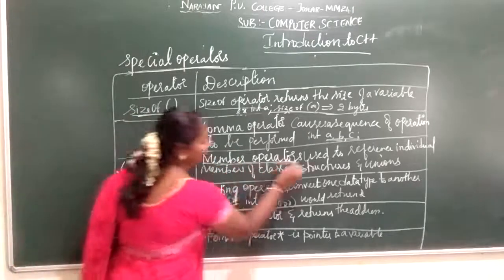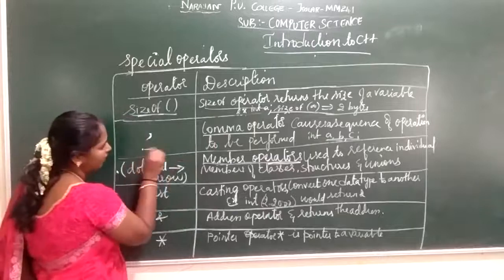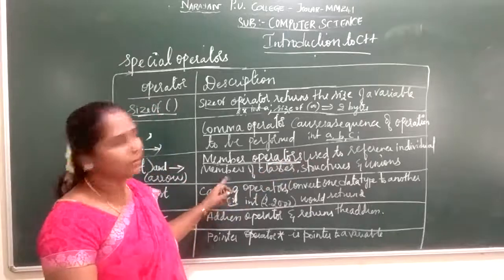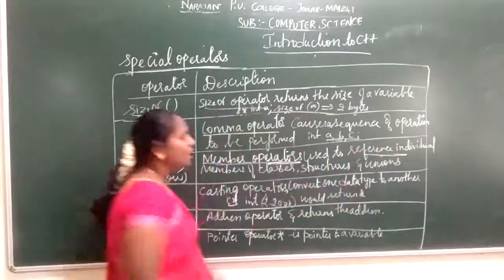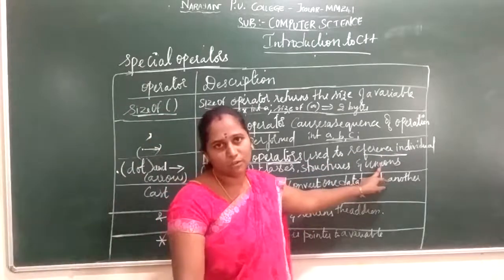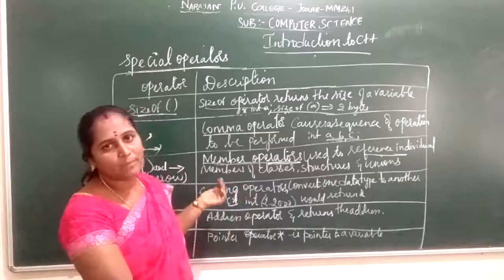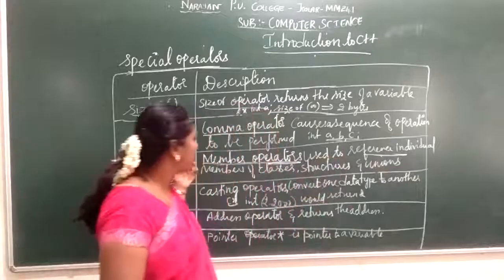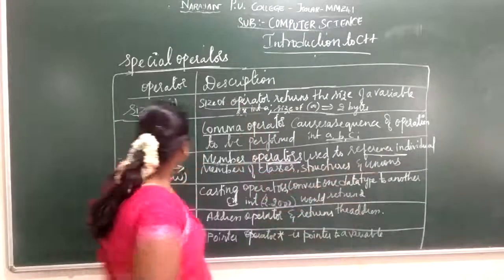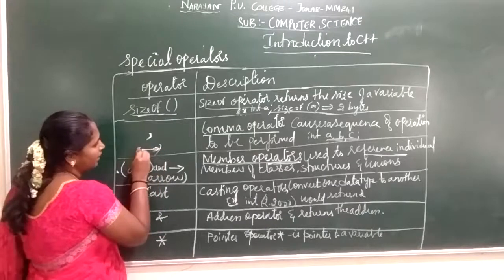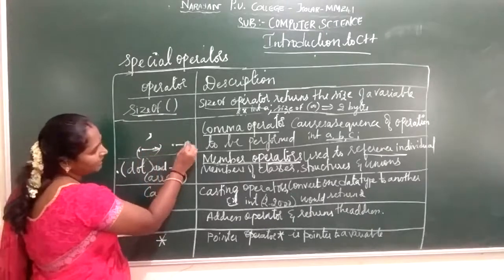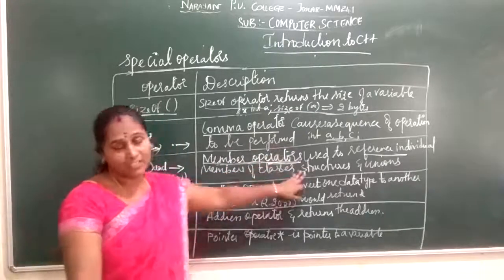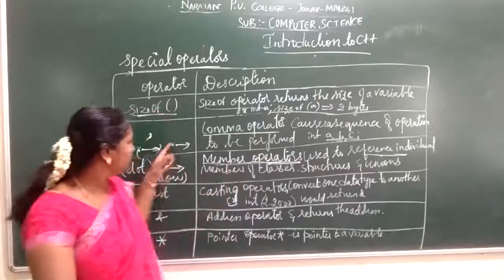Next you have the member operator. What is this member operator? It is the dot and the arrow. It is used to reference an individual member. This can be in classes, structures and unions. In the coming chapters, or in your second year, you are going to study what classes, structures and unions are, and how the member operator, dot and arrow, is used. To reference a class, a structure, or a union, you use this member operator.